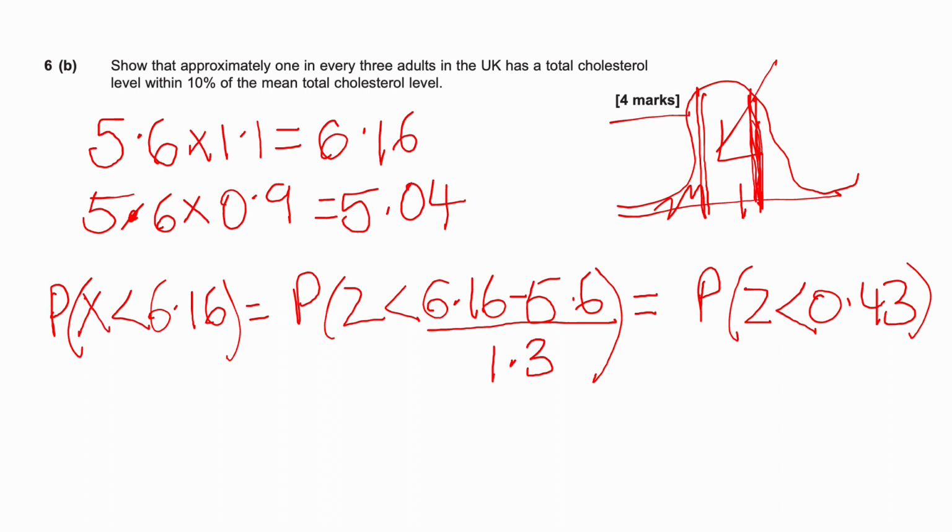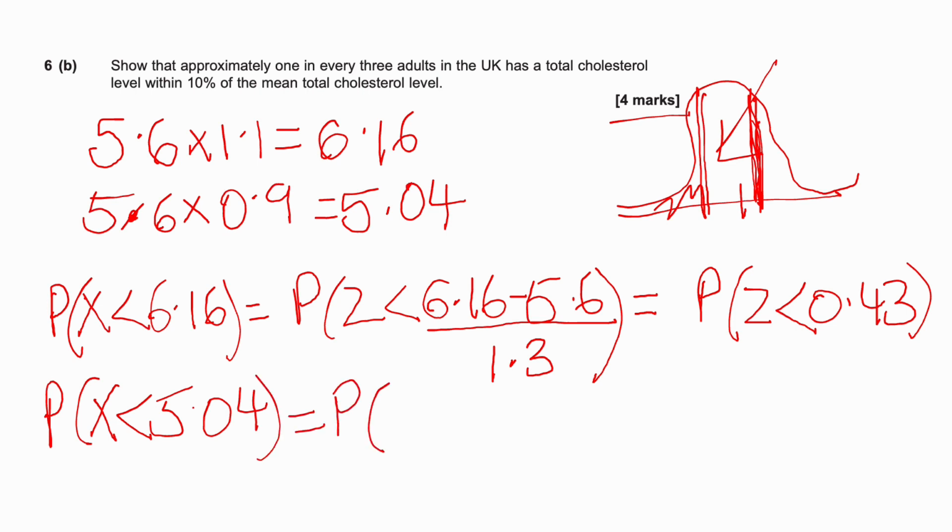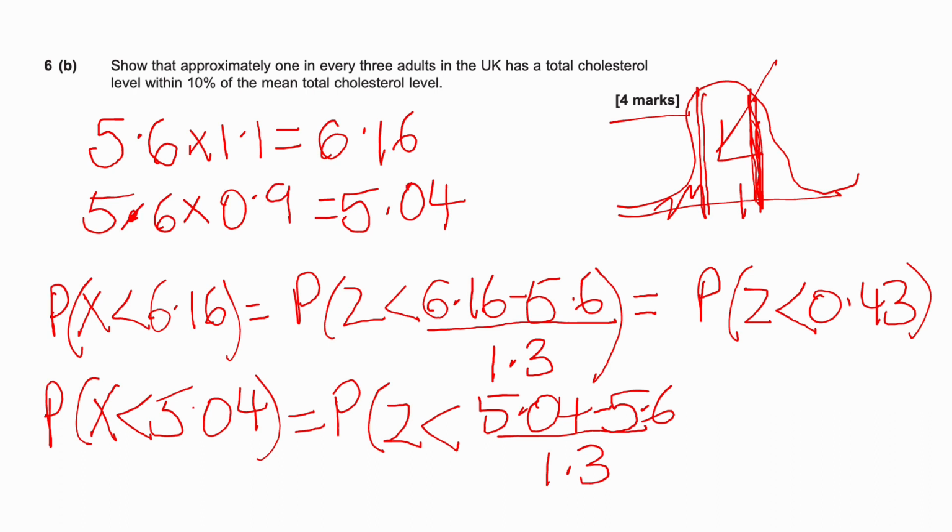And then we'll do the probability that x is less than 5.04. And for that, we will end up with the probability that z is less than 5.04, take away 5.6, which is our mean, and divide it by 1.3, which is our standard deviation, and that will give us the probability that z is less than negative 0.43.